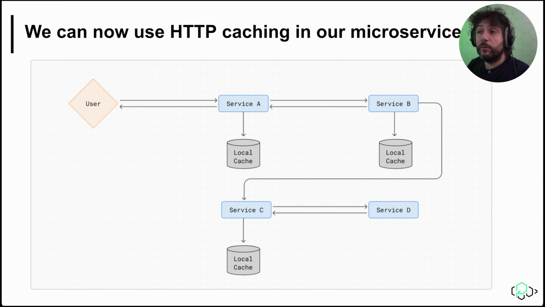So what can we do now with this? Well, we can easily use this to implement caching in a microservice network where each service can have its local cache, so it can speed up things quite a lot. It's pretty good, right? Well, there is a catch though. Why? Do you know?